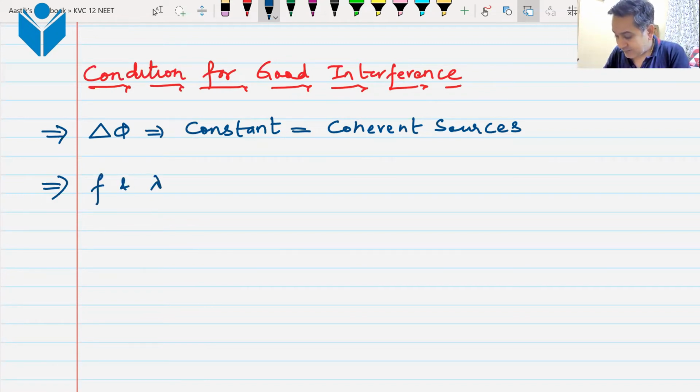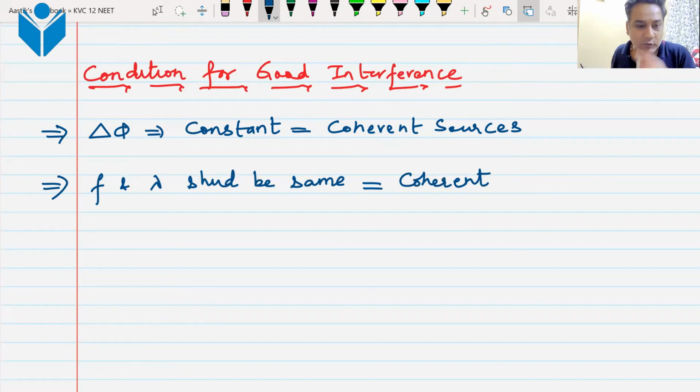Frequency and wavelength should be the same. If they are not the same, then the phase difference will not remain constant. It again requires that the sources must be coherent. All these points have actually come as questions in your examination hall. So these are potential questions from your examination hall.